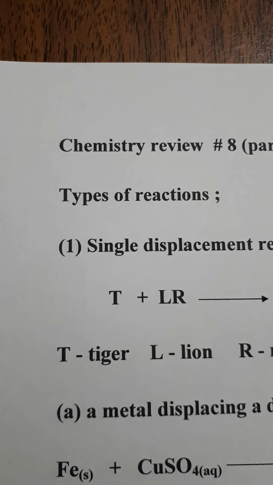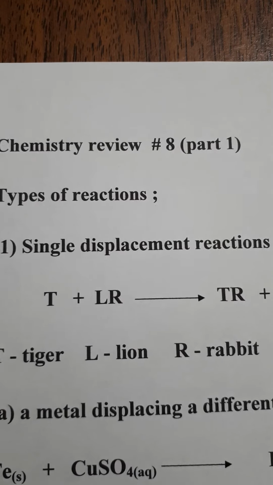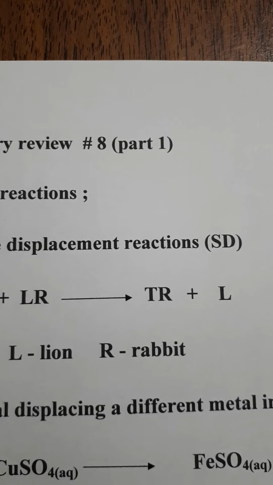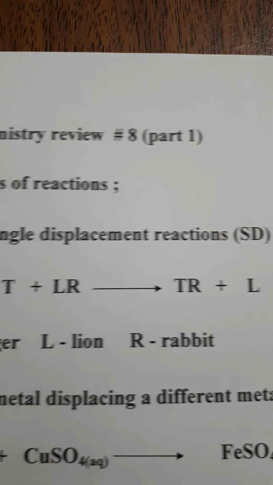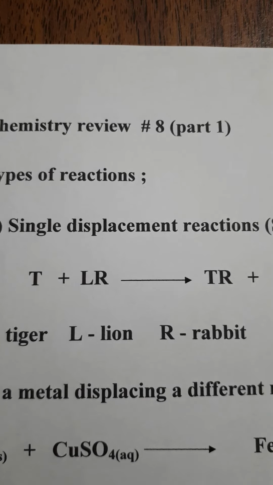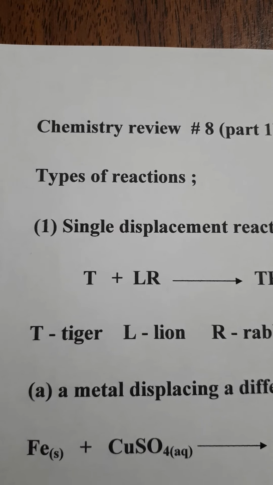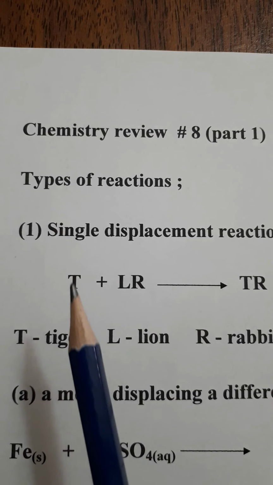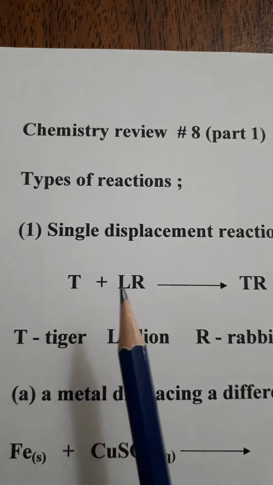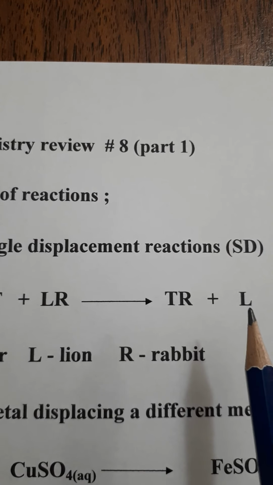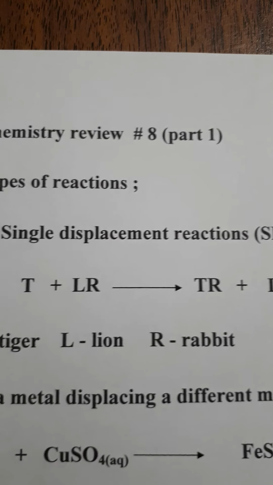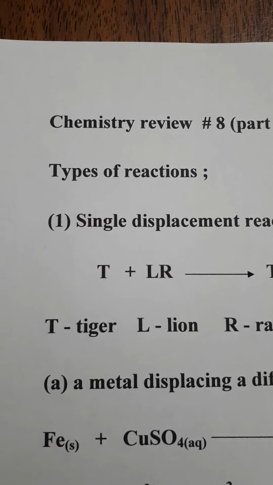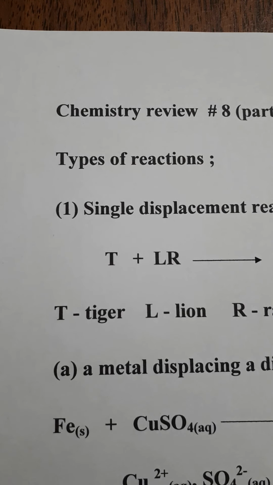Number 1, single displacement reactions, SD. In this type of reaction, for example, the element T reacts with the compound Lr, giving Tr plus L. Here T represents, in my example, tiger. L represents lion.